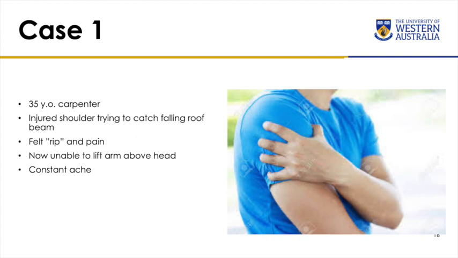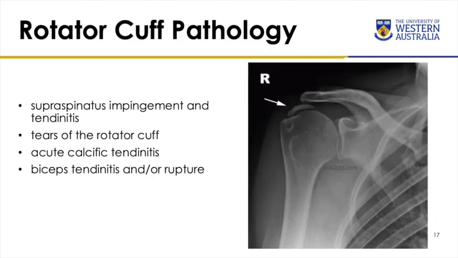Back to our first case. This is the typical presentation that you would get with a rotator cuff tear. Cuff pathology will cover everything from supraspinatus impingement and tendinitis through to tears of the rotator cuff, acute calcific tendinitis, which you see pictured in the radiograph here, and biceps pathology, which includes tendinitis and or rupture.